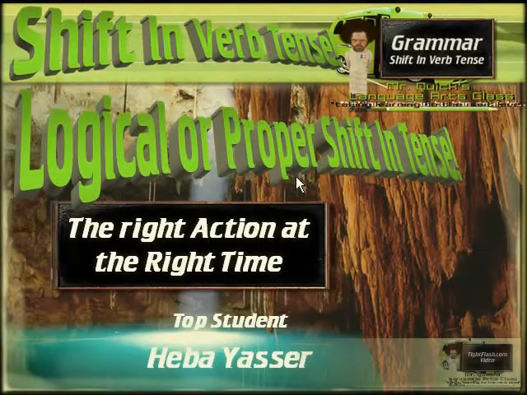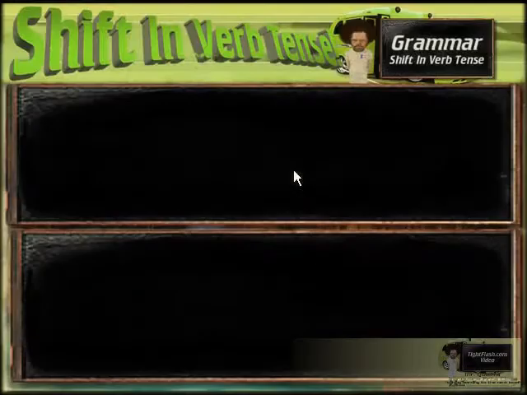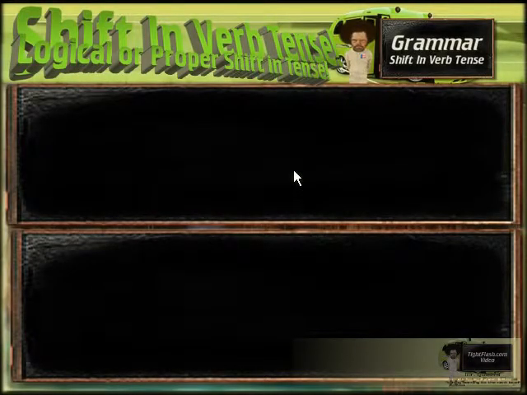Now, let's get started talking about logical and proper shift in verb tense. Basically, that's when the action should be done based on what's being said in the sentence. And this, I can't express enough that we're going to have to move into rhetoric here. We're definitely going to have to move into rhetoric.